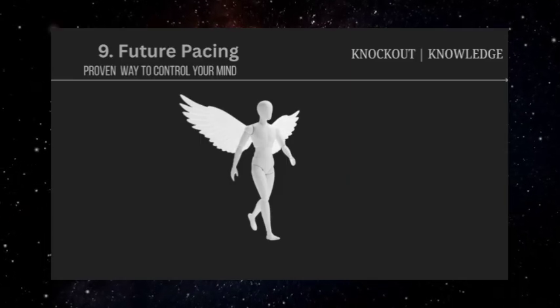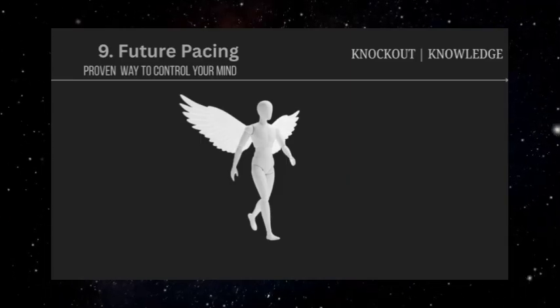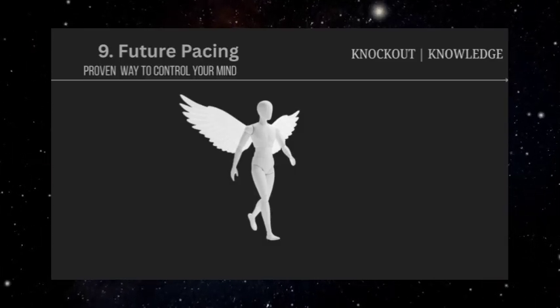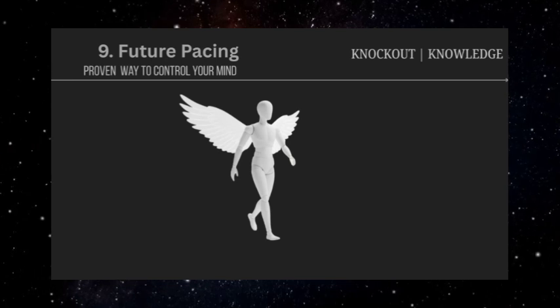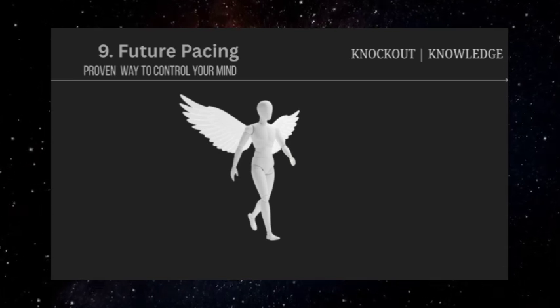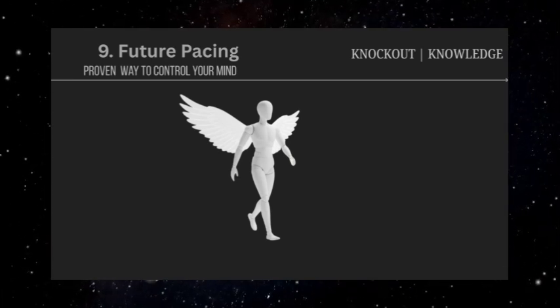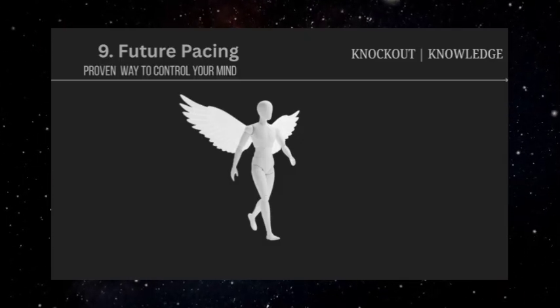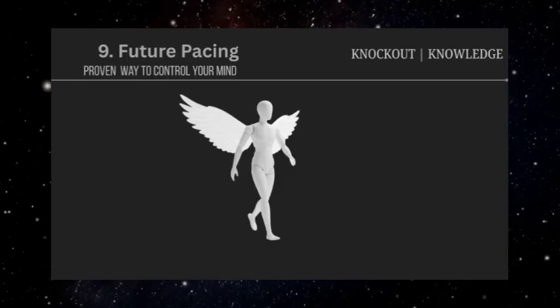The key difference lies in whose interests the visualized future serves and whether the person has genuine choice in the matter. What makes future pacing particularly effective is that it feels collaborative rather than controlling. The manipulator isn't telling you what to do, they're helping you explore what you want. This framing reduces resistance and makes the influence feel like self-discovery rather than external pressure.